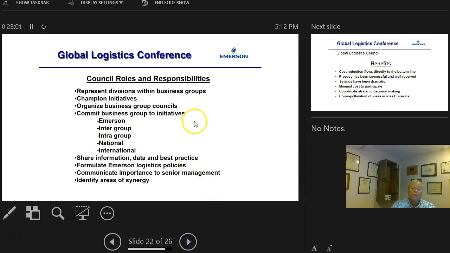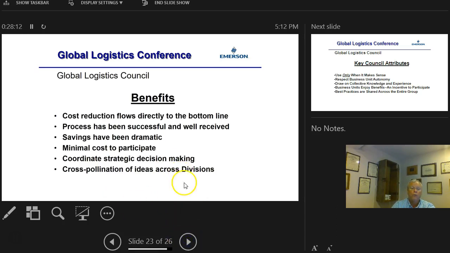Here are kind of the roles of what they did and what they were supposed to do and how we did this. So this is a council, and in the council we had working groups. And here's the most important thing: the cost reduction flows directly to the bottom line of the division. It does not flow into corporate. Anything that flows into corporate gets rebated back out to the divisions.